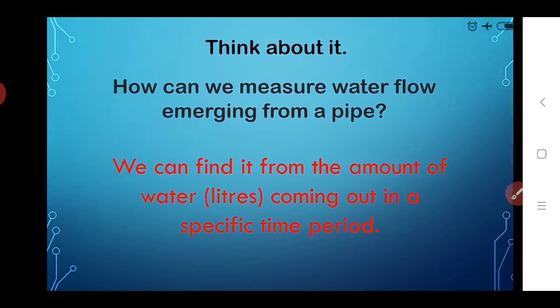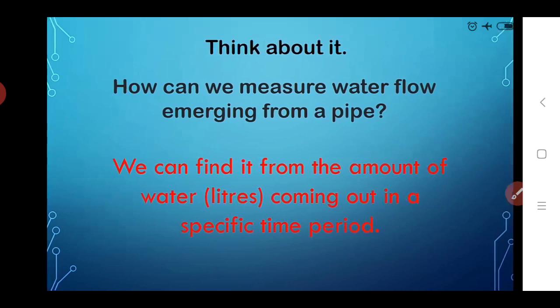How can we measure water flow emerging from a pipe? That means how much water will flow in that pipe. Then we can find it from the amount of water coming out in a specific time period. For measuring such a quantity of water, we collect all the water coming from that pipeline for a certain period of time. Within that time, how much water we collect in our vessels coming out from that pipe. In that way we measure.